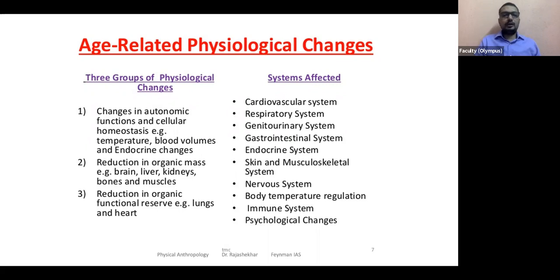Such autonomic functions of the body are affected, which in turn affects cellular homeostasis, or balance in cellular function. Normally for a given input we have a given output. It goes in a balanced manner in the body, but that homeostasis is also affected. Your temperature, blood volume, hormonal input and output: these things actually change. So autonomic functions, which we don't have control over, can change.